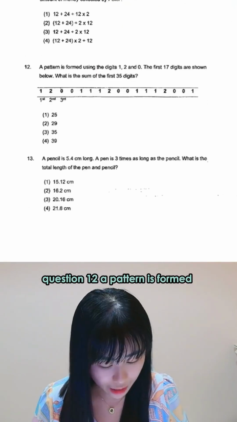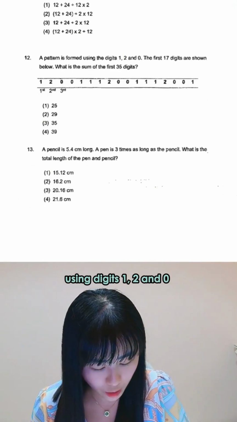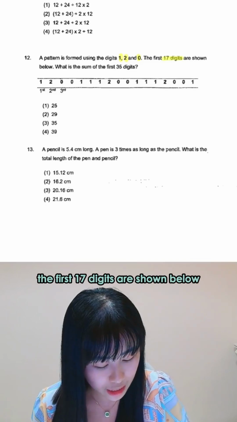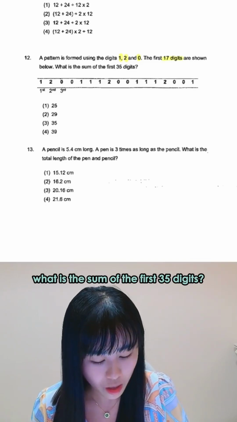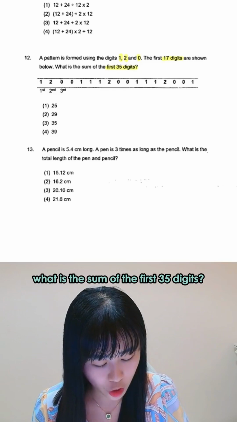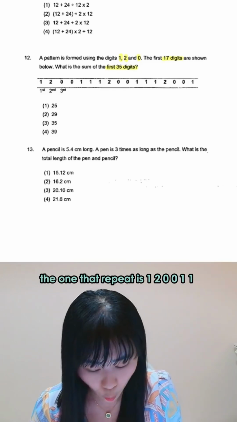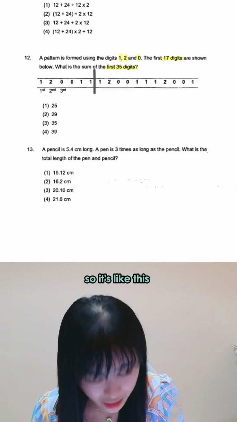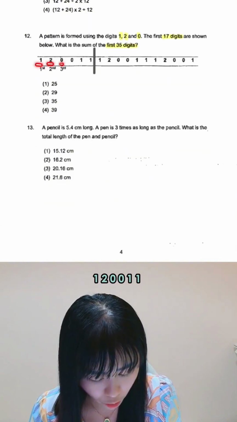Question 12, a pattern is formed using digits 1, 2, and 0. The first 17 digits are shown below. What is the sum of the first 35 digits? The one that repeats is 1, 2, 0, 0, 1, 1, okay? So it's like this, right? 1, 2, 0, 0, 1, 1.